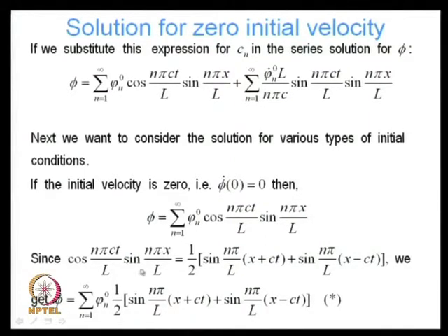Then using some trigonometric identities, I write cos of n pi c t by L times sine of n pi x by L in terms of a sum of sines, and if I do that, I get phi equal to this. You can see why I am trying to do that, because I want to get it in the form where it is a function of x plus c t and x minus c t.